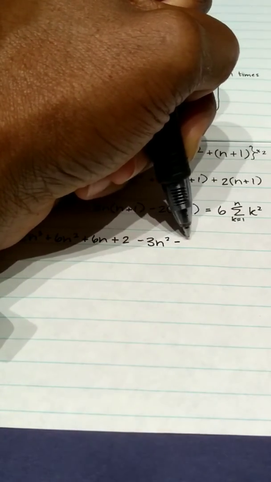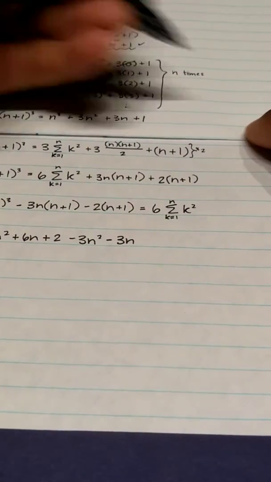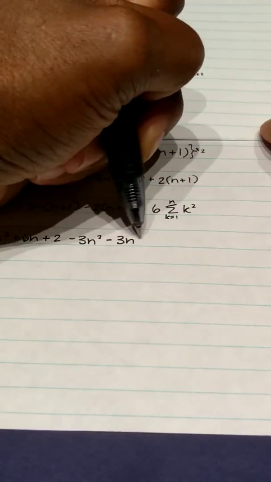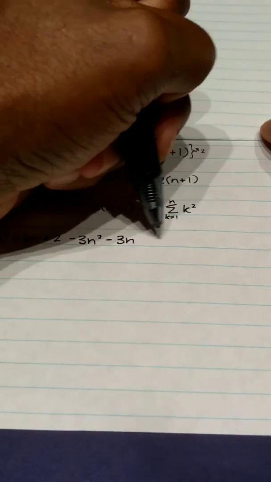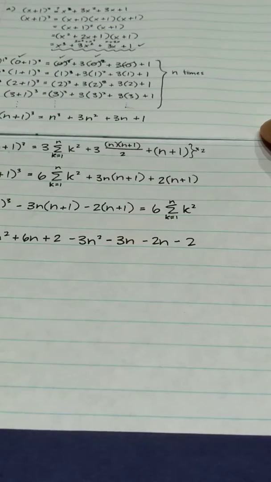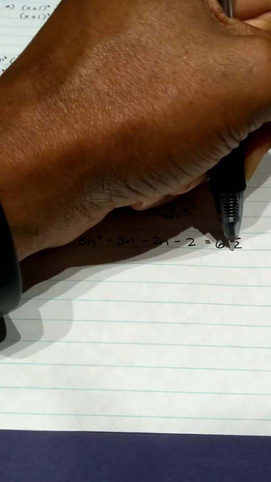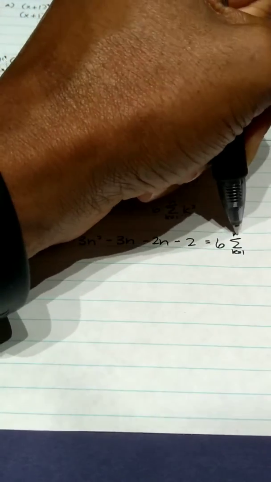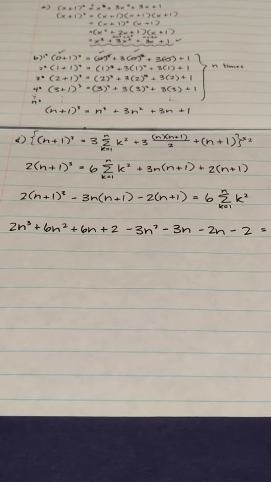Then for my single n term, I have 6n minus 3n minus 2n, which takes me down to 1n. So just a single n. And then I have a positive 2 and a negative 2, so they're going to just go out. Okay, so I have 2n cubed plus 3n squared plus n. And now back over, we've got 6 times the sum from 1 to n, and there's my k squared.